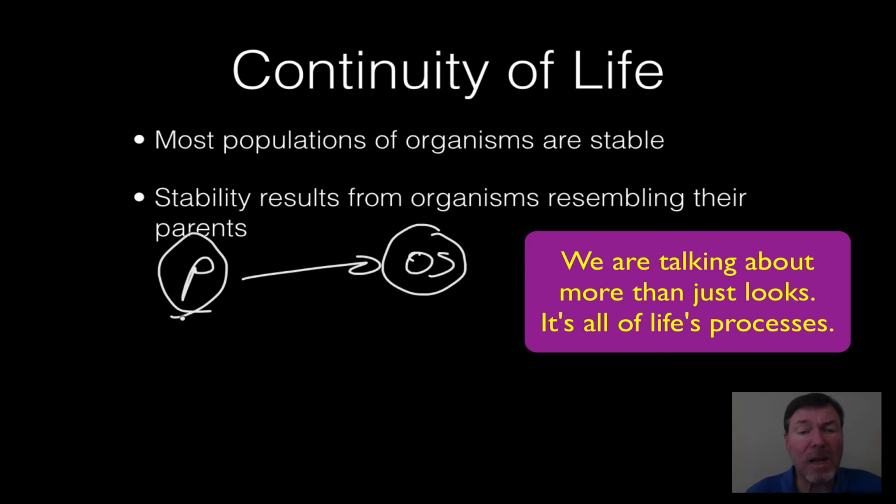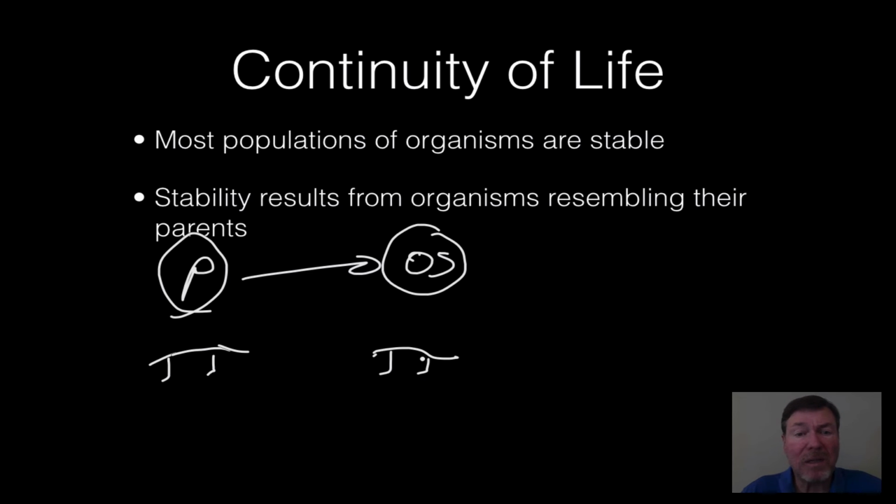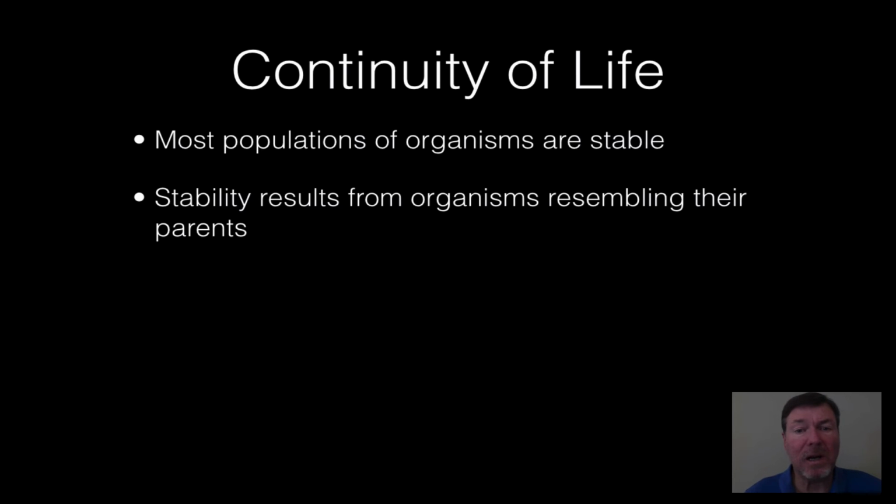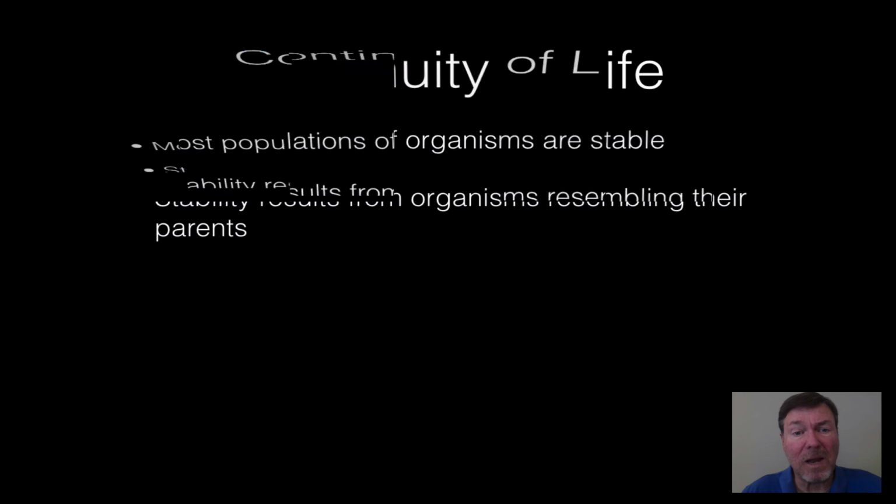They look the same. If you have a lizard here, and this is a terrible drawing of a lizard, but it's a lizard, its offspring are going to look the same as the parent, because that's what survived in the past. And that's a continuity of life. It's a passing on of those adaptations and the things that allowed the parents to survive, because the environment doesn't change a lot, then the offspring would continue to stay pretty much the same.